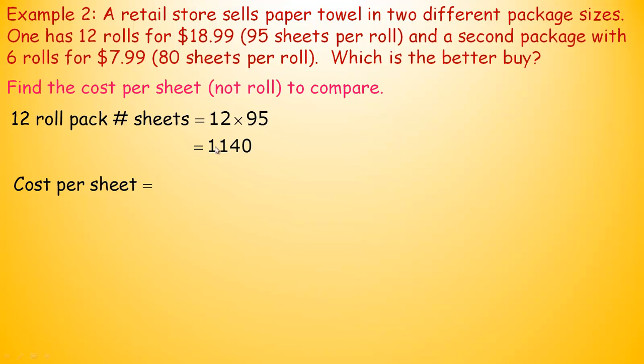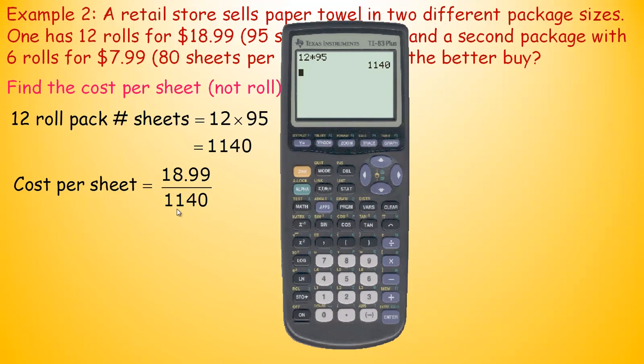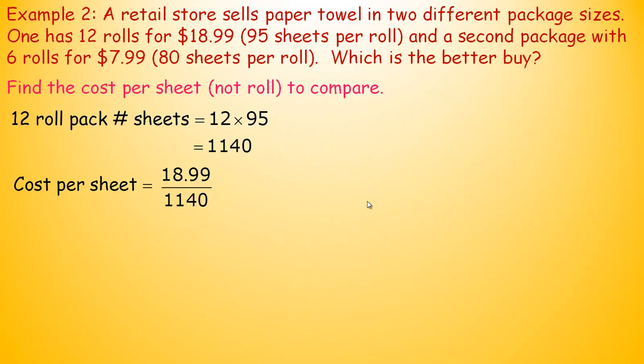So to find the cost per sheet, we would take the $18.99 and divide it by the 1,140 sheets, because it's the cost per sheet, so the cost divided by the number of sheets. This is a very small number, because we were talking about the cost of 1,140 sheets, and it's not even $20. So 0.166, and several more decimal places. That's the cost per sheet. If you want it in cents, that's 1 cent there. So it's about 1.66 or 1.7 cents per sheet.